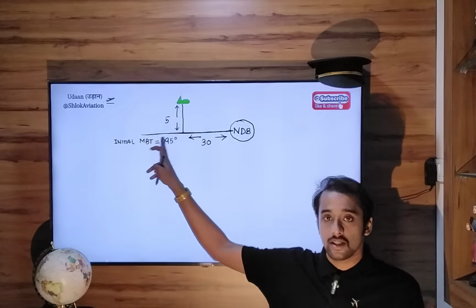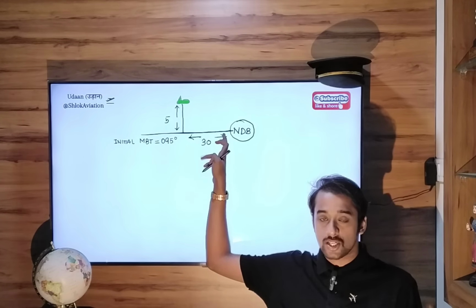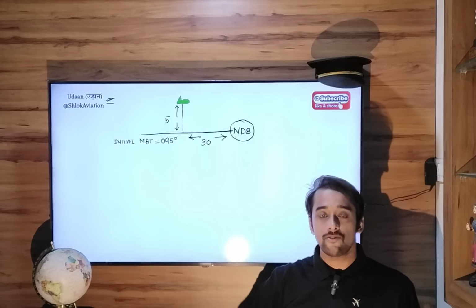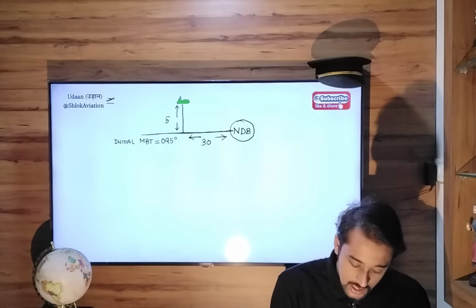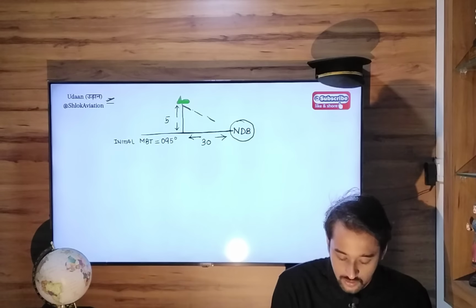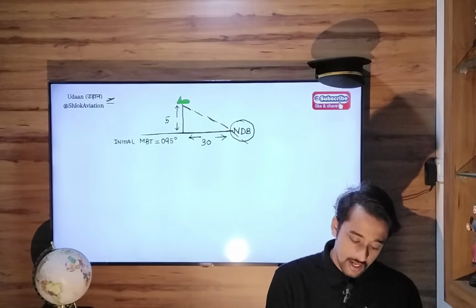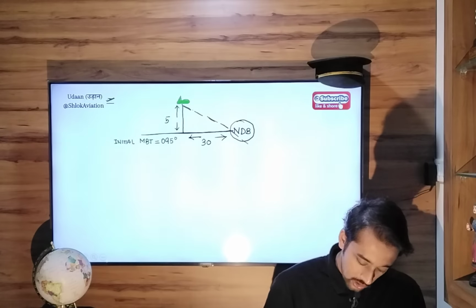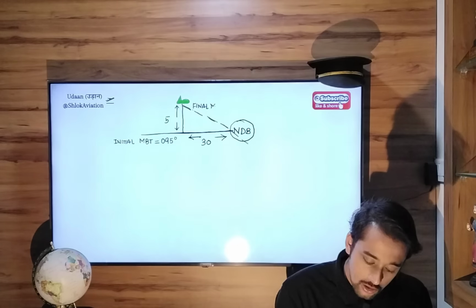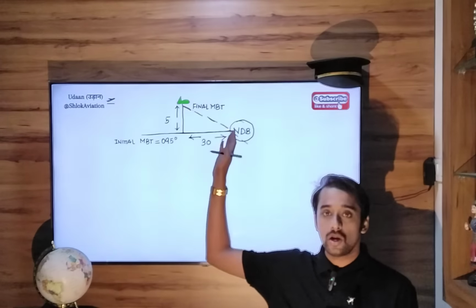So this was initial. You were supposed to be on this track and then go towards the NDB station. But you have found yourself 5 nautical miles to the left of that track, and therefore you have to find the new track to the station. Then relative bearing. So let's find that out. This will be called final magnetic bearing to the station or final track towards the station. So from here this will be a new track.